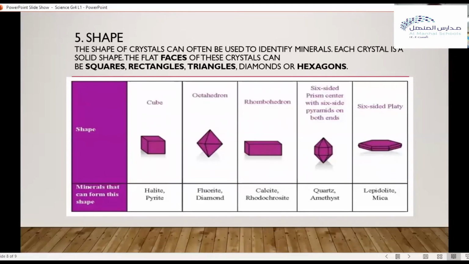Now, shapes of crystals can often be used to identify each crystal. If it's a solid shape, the flat faces of these crystals can be squares, rectangles, triangles, diamond shapes, or hexagons. So the shape of the mineral under a microscope looks similar to these structures here. We get cube structures, rhombohedrons, six-sided prisms, and six-sided plates. Now, pyrite looks like this, or a diamond will look like this, because of the structure inside the mineral itself.